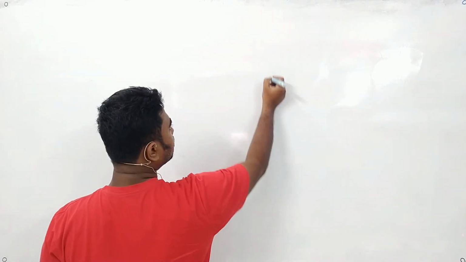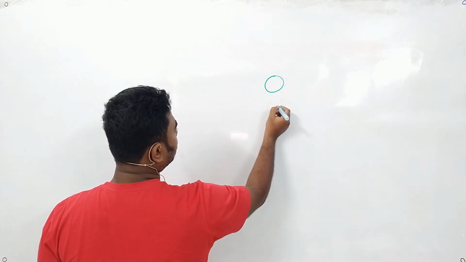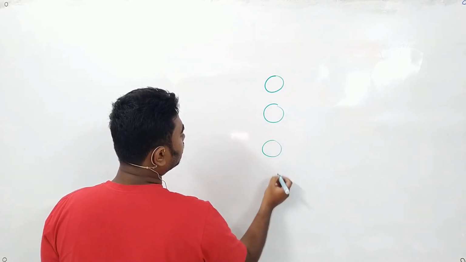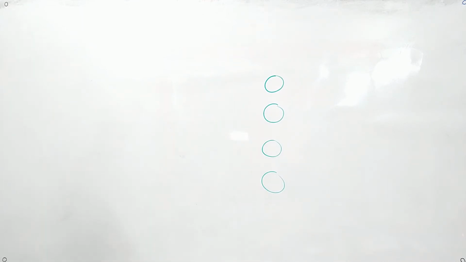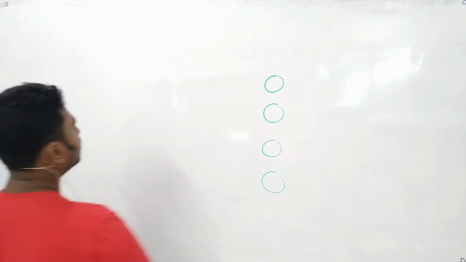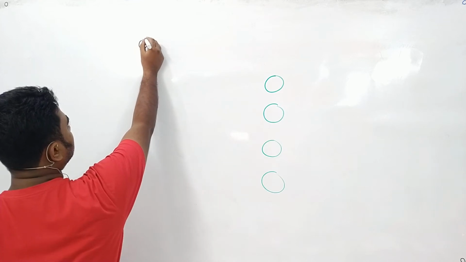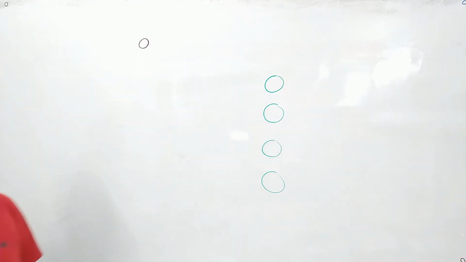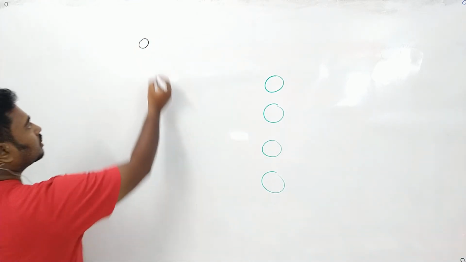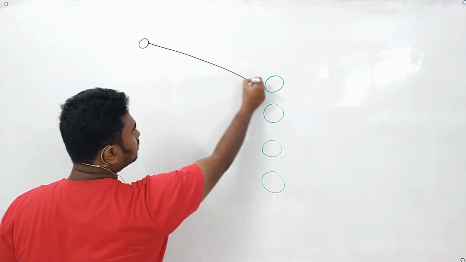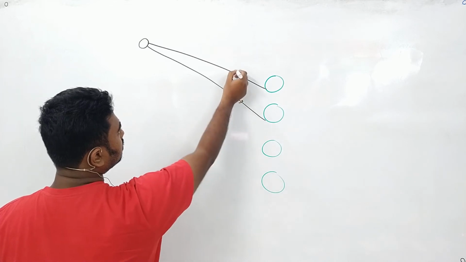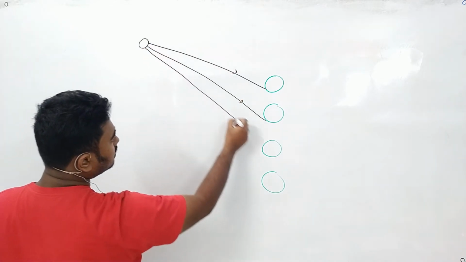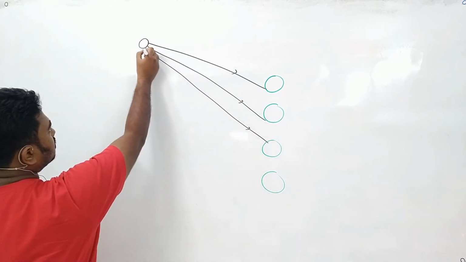Suppose I have some water droplets like this. Suppose the rays of light are coming and falling in there. Let us imagine that the rays of light are falling at the bottom portions and some are falling at the top portions.